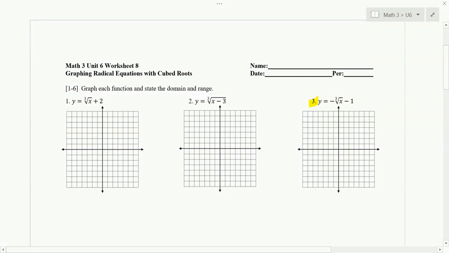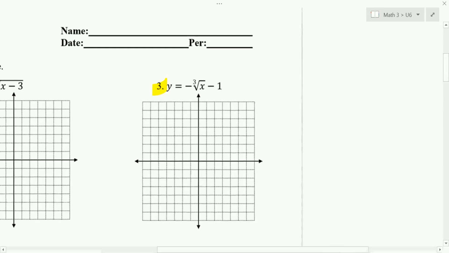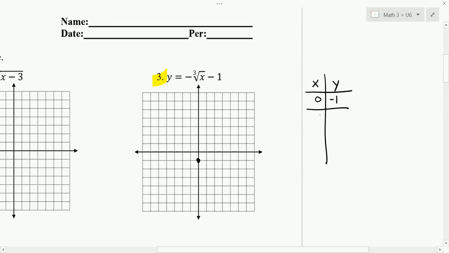I'm going to go over a few problems from the Math 3 Unit 6 Worksheet 8, starting with number 3. Looking at this equation, we have a translation down 1, that's at minus 1 from 0, 0, so that's the center of our graph. I'm going to create a table of values. We know the center is at 0, negative 1. And I'm going to pick some other values that I can take the cube root of.